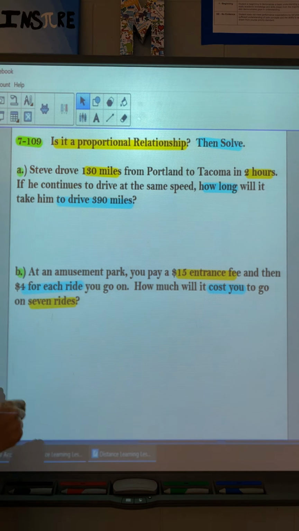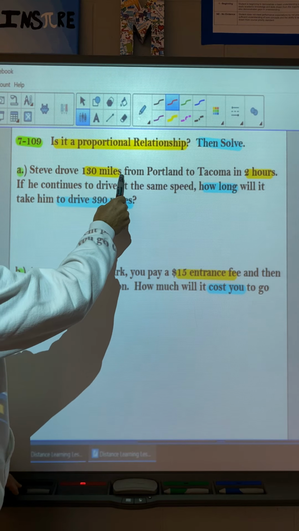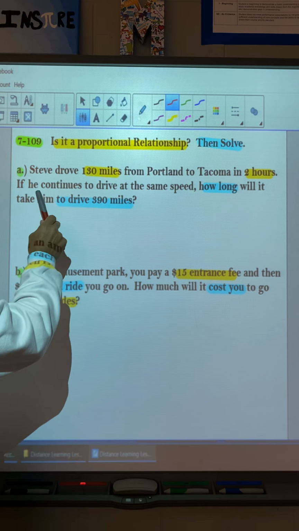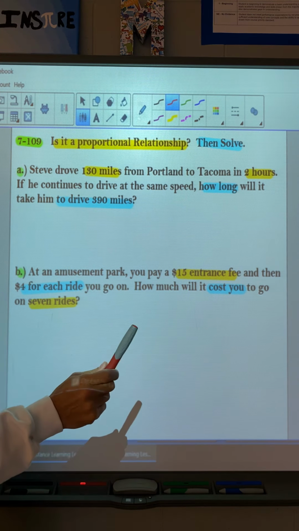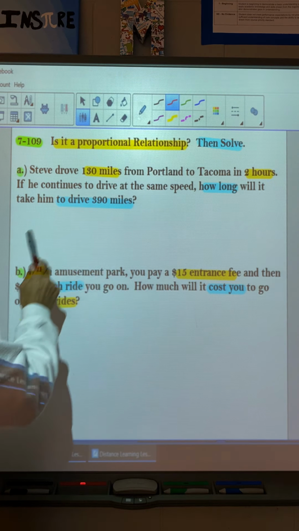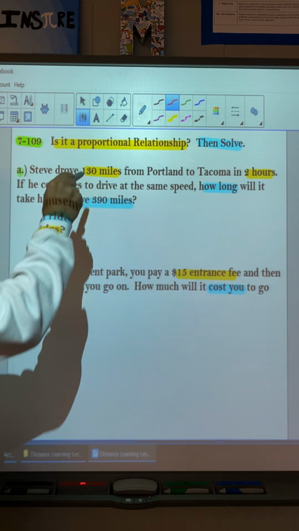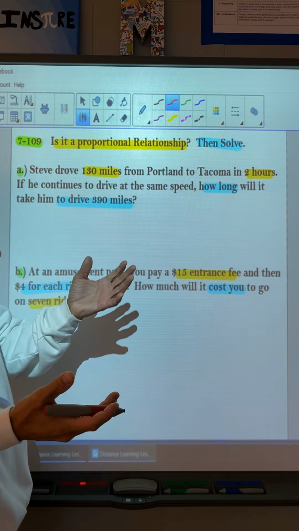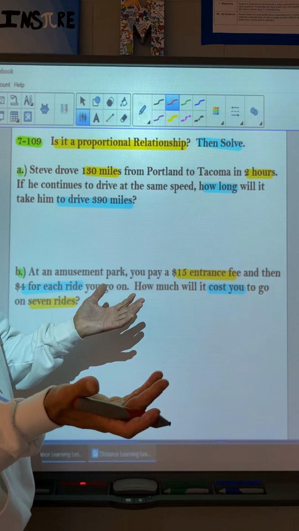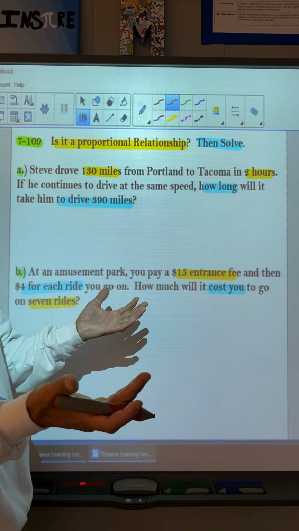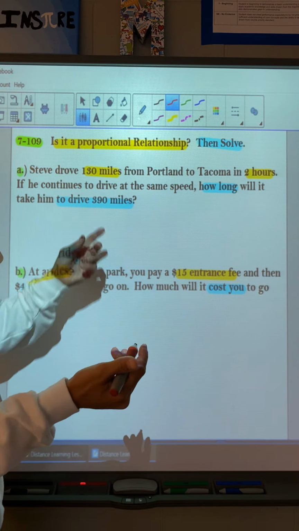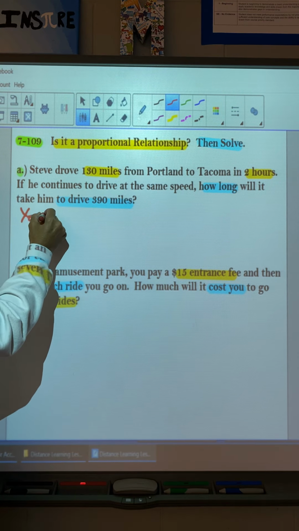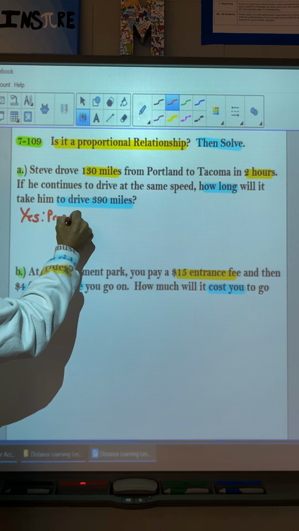So two things are going on. So let's read this one. Steve drove 130 miles from Portland to Tacoma, and it took him 2 hours. If he continues to drive at that same speed, how long will it take him to drive 390 miles? So is this proportional? You have to ask yourself, does it make sense that if I drive 0 miles, it'll take 0 minutes? Which I hope you answered yes. And then we're at a constant speed, the same speed, so this one will be yes, proportional.